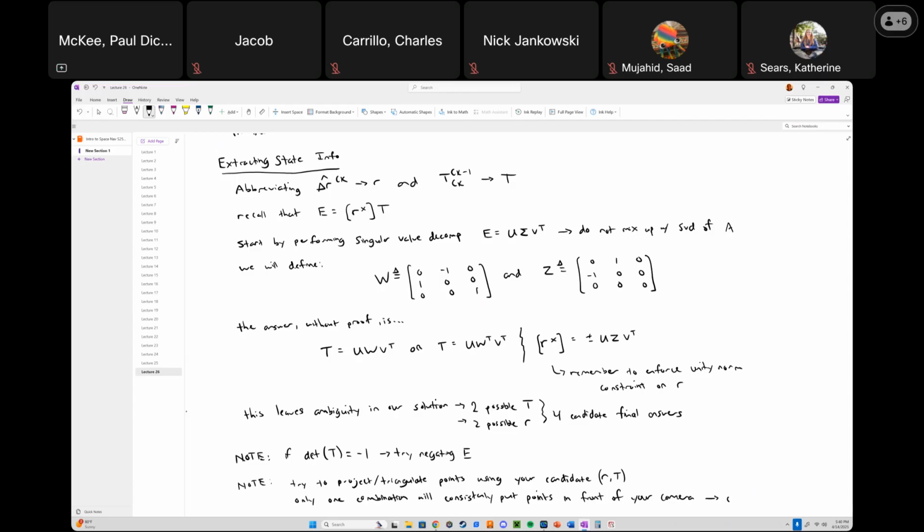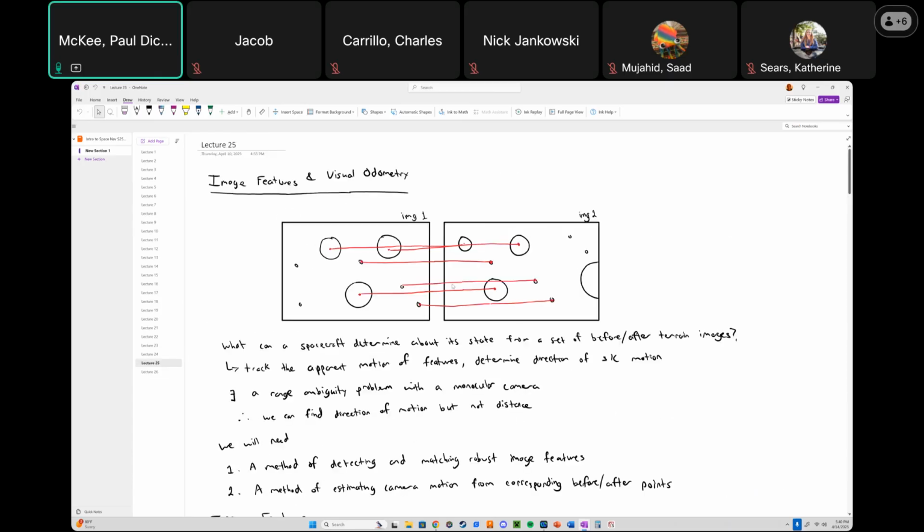So choose that one. And that's it. So that allows us to find T and R, and we can put them through a sanity check. You can also put them through a sanity check just by looking at your image, right? If we go all the way back to our diagram at the beginning of the last lecture, clearly what's happening here is you're translating along the x-axis.